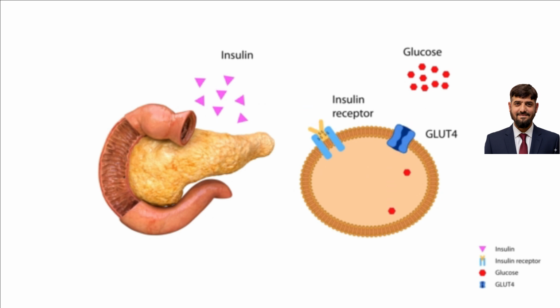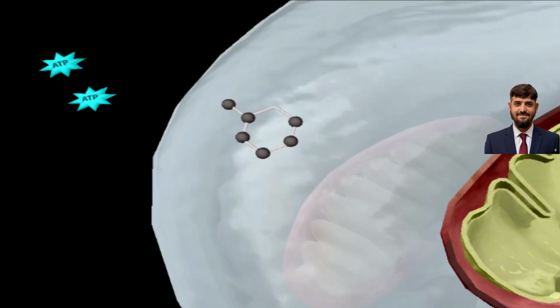In brain cells, glucose enters without insulin using GLUT1 and GLUT3 transporters because the brain always needs energy. Once inside, glucose is ready for glycolysis. Glycolysis happens in the cytoplasm of the cell.